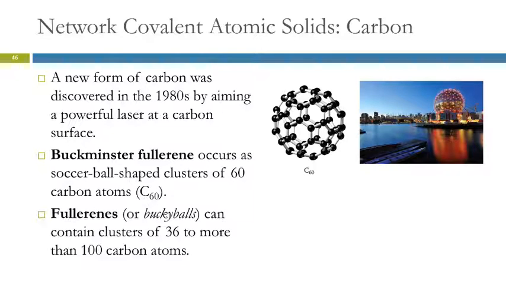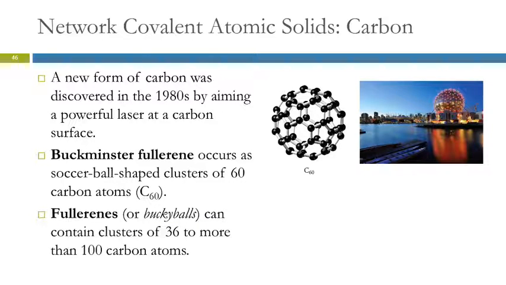So they discovered a new form, and they call it Buckminster Fullerene. Buckminster Fullerene occurs as a soccer ball-shaped cluster of 60 carbon atoms. So 60 carbon atoms, and it's a big open sphere, and each of these rings is a hexagon. So it kind of looks like a soccer ball. In general, we call them fullerenes or buckyballs, and they can range from 36 to more than 100 carbon atoms.